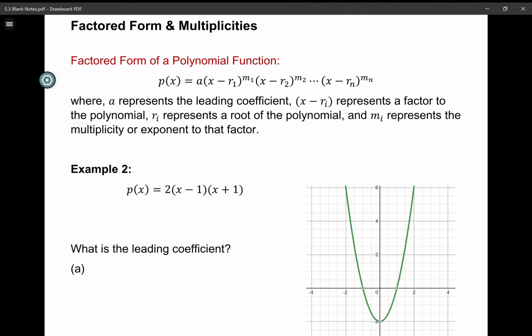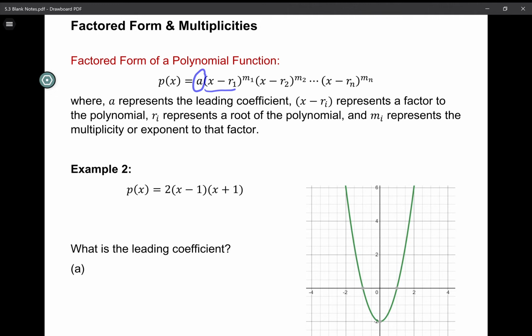So let's work through this a little bit with an example. First of all, the a out here is going to be your leading coefficient, just like when we've talked about with quadratics and other degree polynomials. Each x minus r is a linear factor, and each r represents a root of the polynomial. Each m represents the multiplicity or the exponent on that factor. So let's look at an example.